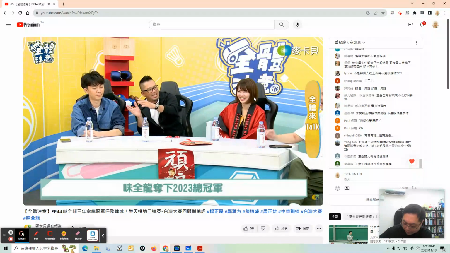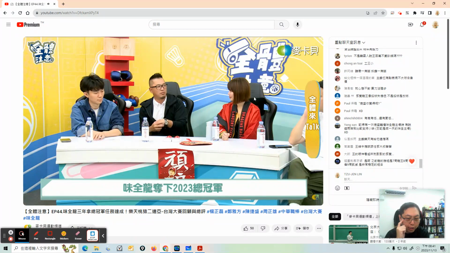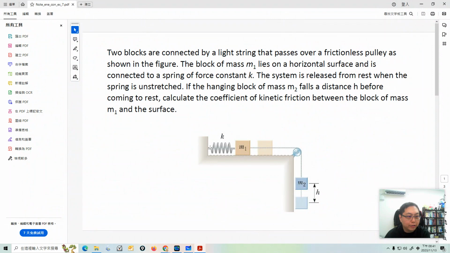Hello everyone. In this video I'm going to show an example of an energy conservation calculation. Let's see this example. This example is a two-block problem. Two blocks are connected with a spring, and block one, M1, is attached to a spring whose spring constant is K. And the other side is M2 here.